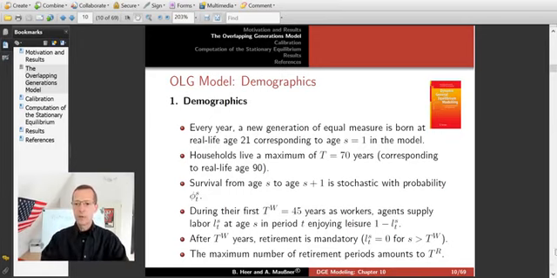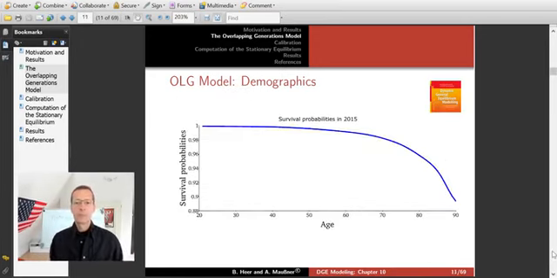So let me show you the survival probabilities in our model here. They are taken from the year 2015 from the United Nations. As you can see, the 21-year-old, which is our age index s equal to 1 in the model, basically survives with a probability of 100%, and the probability declines monotonically and even a little faster in old age, so that the 89-year-old becomes 90 with a probability of 90%, 10% die, and the 90-year-olds die with certainty.